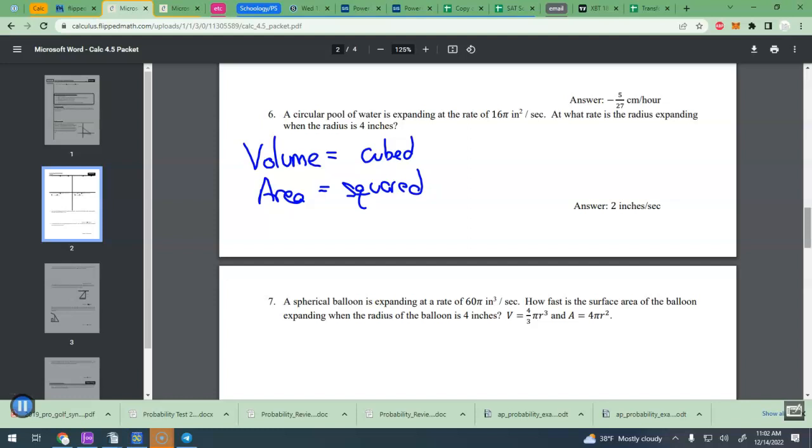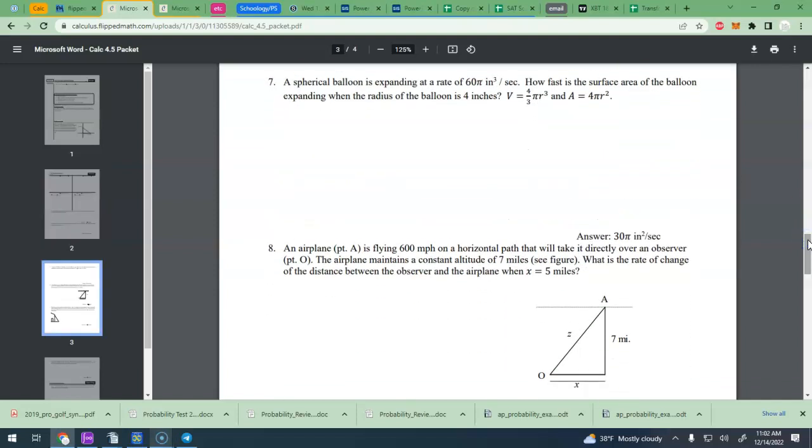Other questions on 6 or no? Alright, let's try 7. I'm going to get stuck on purpose and then show you the side quest. So I see this: how fast is the surface area of the balloon increasing? I know that's my surface area formula. So I'm going to take area equals 4 pi r squared.